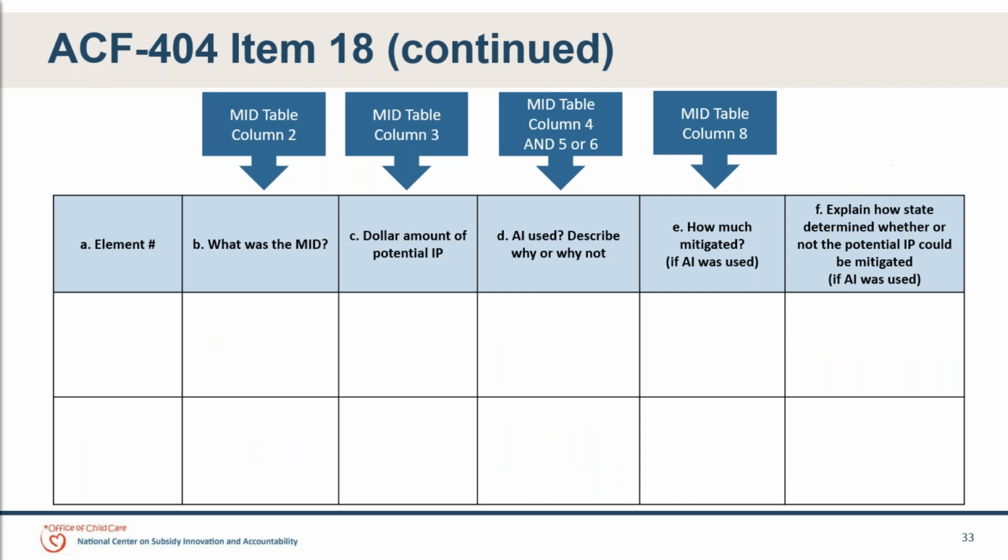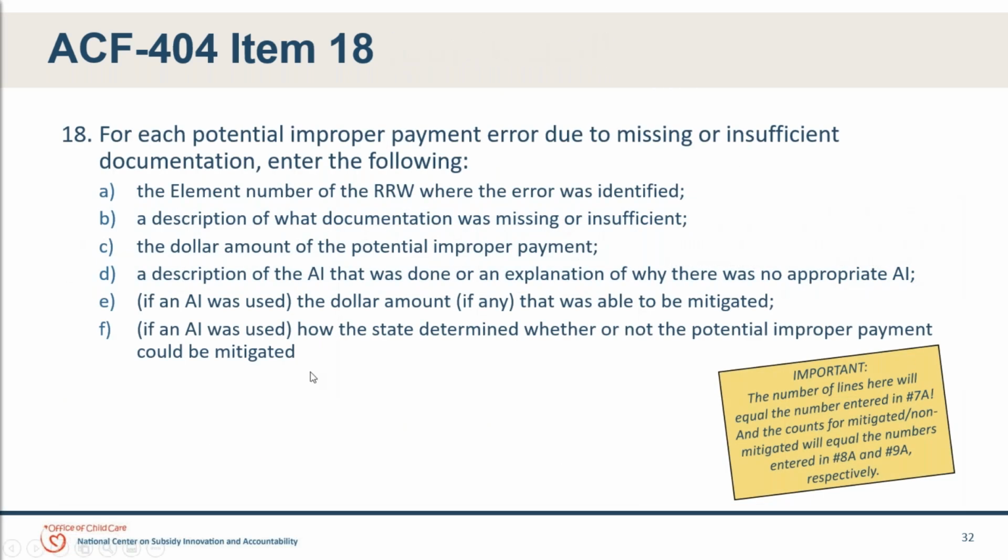One quick note, I'm going to go back to the previous slide, is that, again, for each MID potential improper payment error, you're going to have a row here in item 18. In the OLDC, it looks very similar to the replacement case item where you can just add rows, delete rows if you need to. The note that I have here in the yellow box, the number of lines here that you have is going to equal that number that you entered back in 7A, because that's asking for the number of potential MID errors you have. So if you entered 15 in item 7A, then you're going to want to make sure that you have 15 rows here entered in item 18.